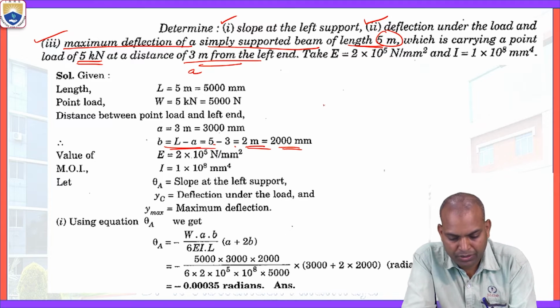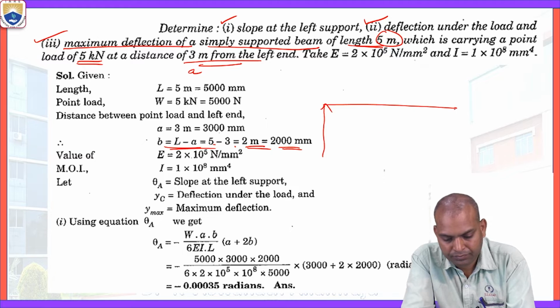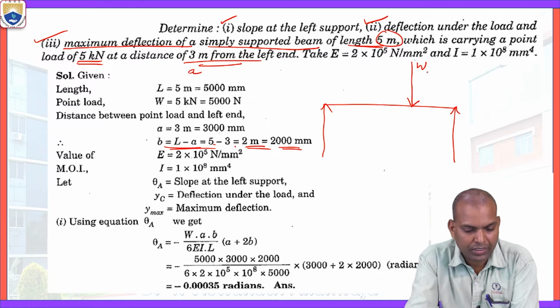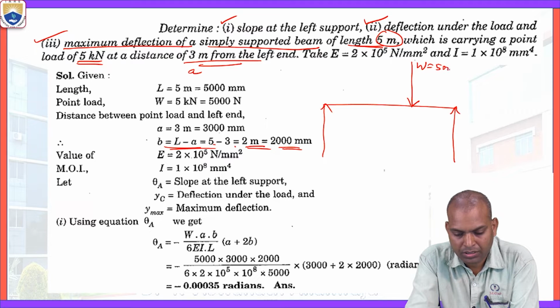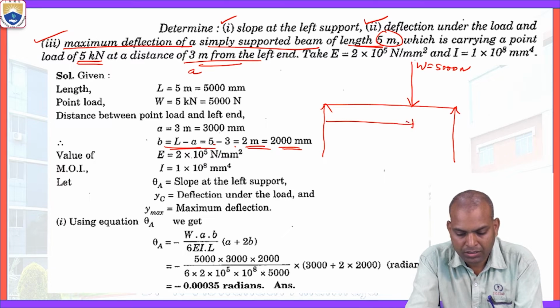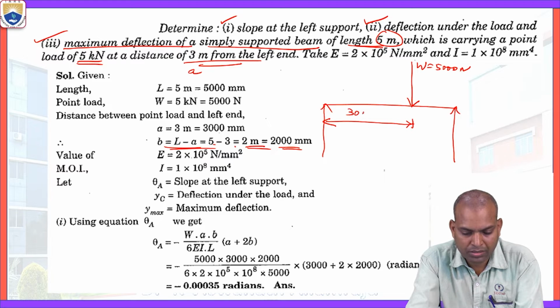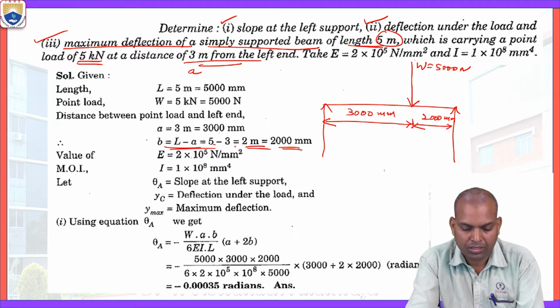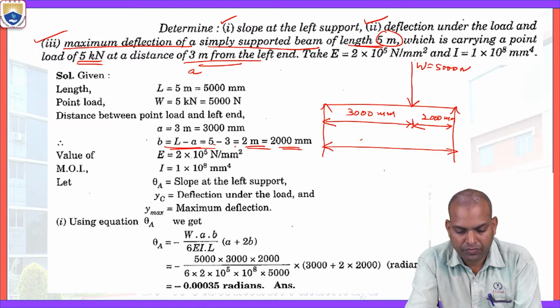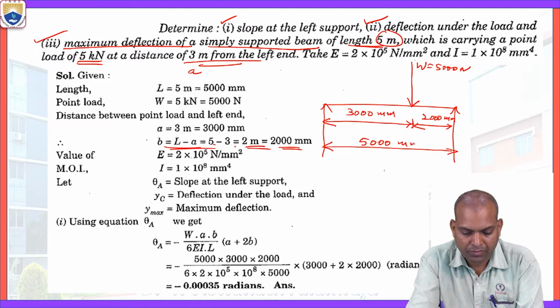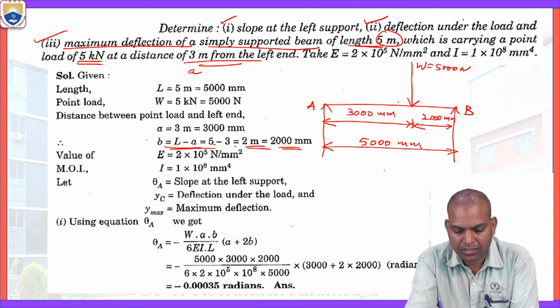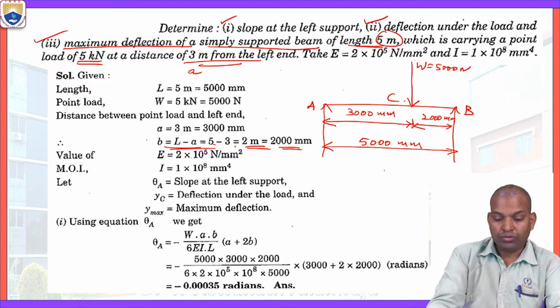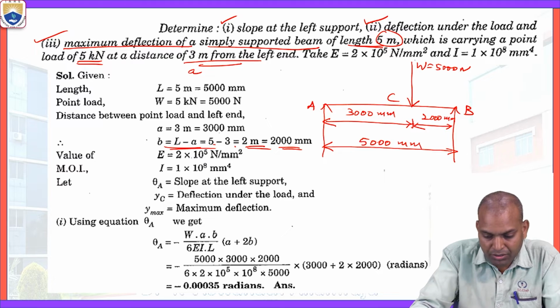So in pictorial presentation, this is W, 5 kilonewtons, converted into newtons 5000, at 3 meters, 3000 millimeters, from the left support, 2000 millimeters from the right support, and the span is 5000 millimeters. This is A and this is B and C. So it comes under the case of eccentric load.